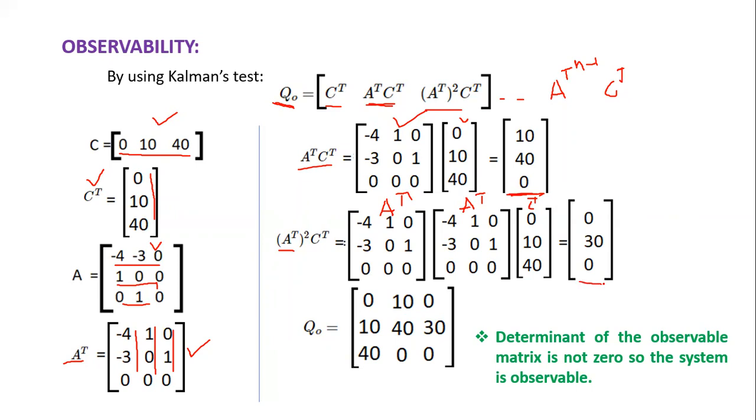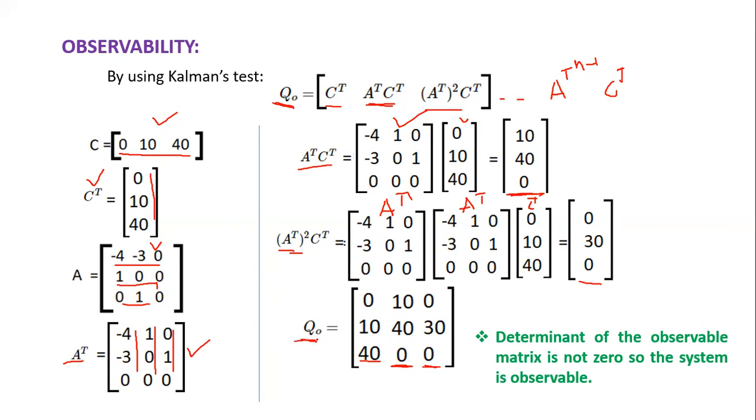So now if we substitute all three together, that is the observable matrix. C transpose is already there: 0, 10, 40 is the C transpose. And next, A transpose into C transpose is 10, 40, 0. This is the A transpose into C transpose. And next A transpose square into C transpose, this is the last column. So now again this is the observable matrix.